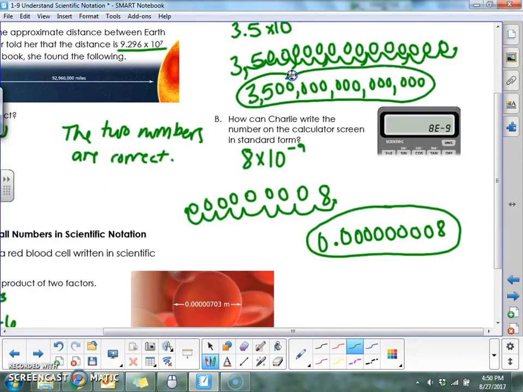And those are the examples for 1-9, and that's it.